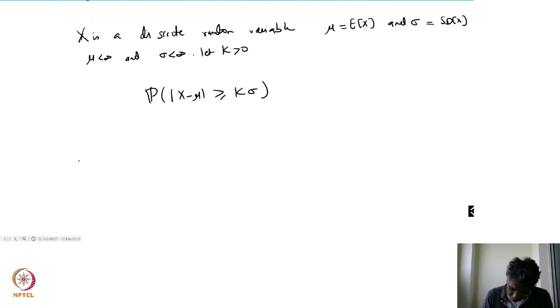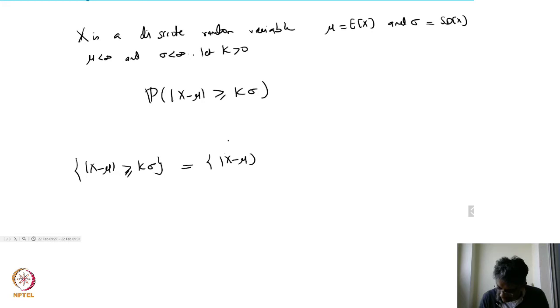So how does one do that? Now you look at the event X minus mu bigger than K sigma. The first thing you do is, this is the same as this event. I can square both sides, right? So same as X minus mu whole squared bigger than K squared sigma squared. There's no difference. Both are the same. Very good.